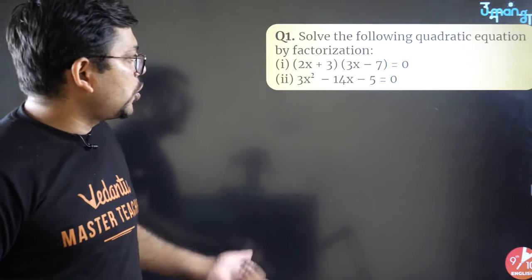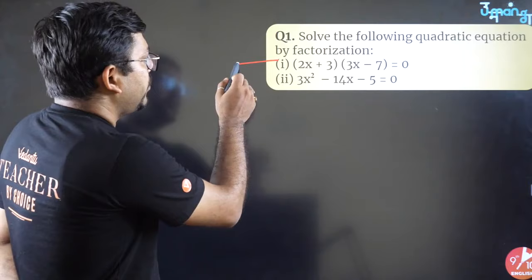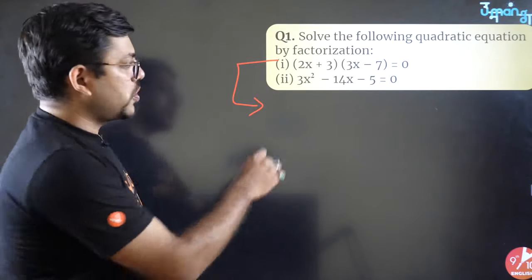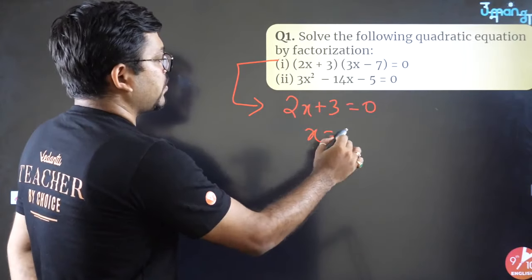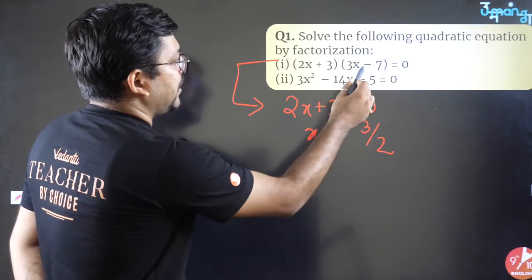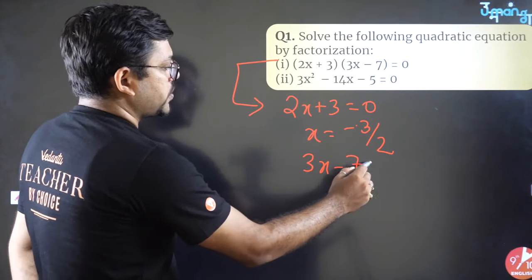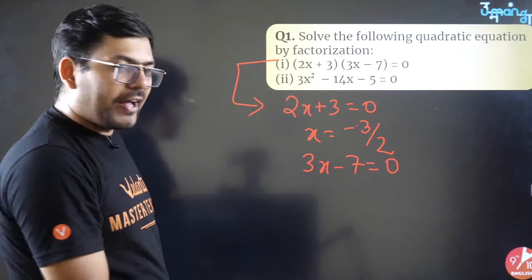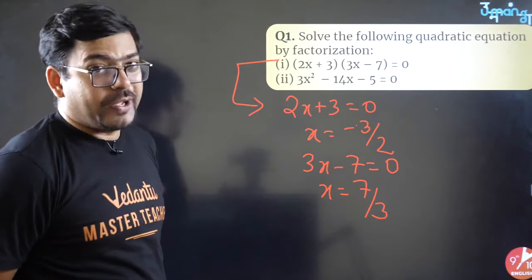The first one is already factorized, so we don't even need to factorize it. From the first equation, we can very easily get the zeros. If I make 2x plus 3 equal to 0, I get x equals minus 3 by 2. Similarly, if I make 3x minus 7 equal to 0, I very easily get the value of x as 7 by 3. Undoubtedly easy.